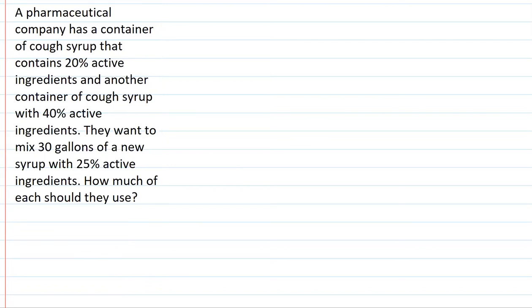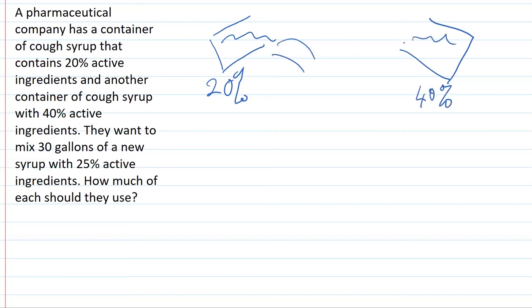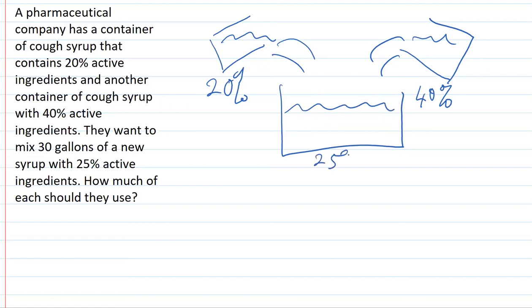All right, so for mixture problems, I like to draw a picture to visualize what's going on. So in this case of a liquid, I draw a picture like I just drew. I have some 20% syrup, and I have some 40% syrup, and they're mixed together into something that's 25% syrup, and we need specifically 30 gallons. And the question is, how much of each do we need?